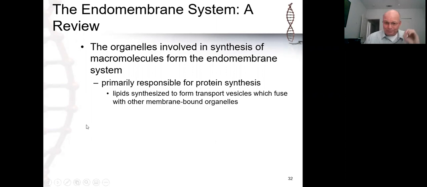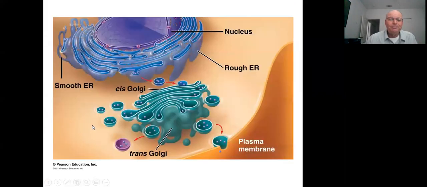But wait, there's more. Because those transport vesicles carry their lipids to the Golgi apparatus. So the lipids that are being extracted out of the endoplasmic reticulum now form part of the Golgi apparatus. But wait, there's more. Because eventually, remember, the proteins are going to be repackaged into transport vesicles. So the lipids that came in as transport vesicles are now going to be extracted as transport vesicles.